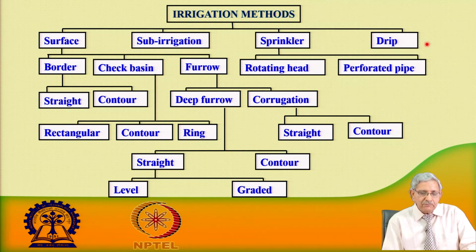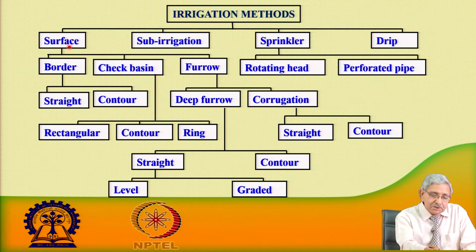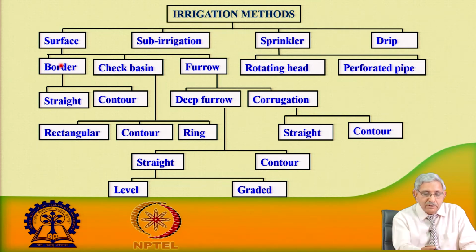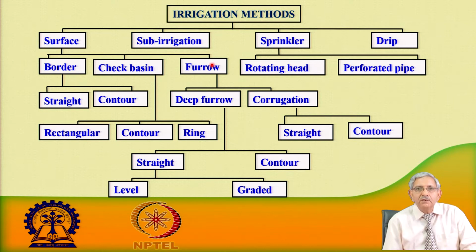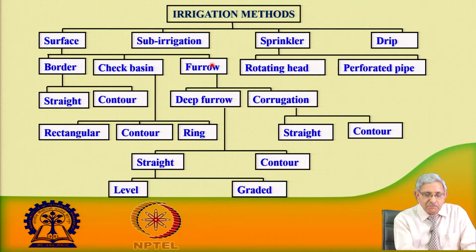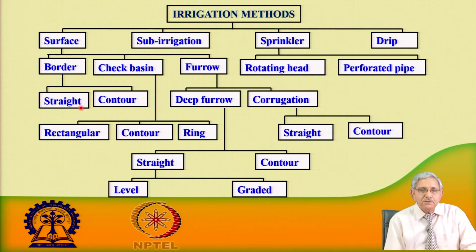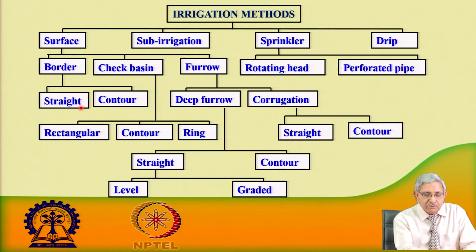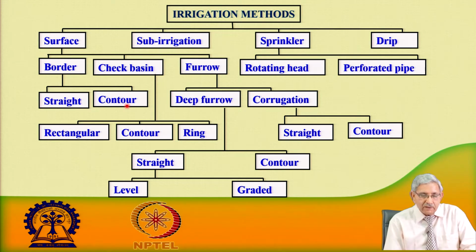So, coming to surface irrigation, under surface irrigation there are 3 broad methods. One is border, another is check basin, and the third is furrow irrigation. We will discuss these in detail, but let us just know their classification first. The border can be a straight border or a contour border.